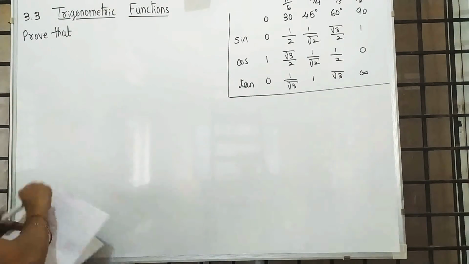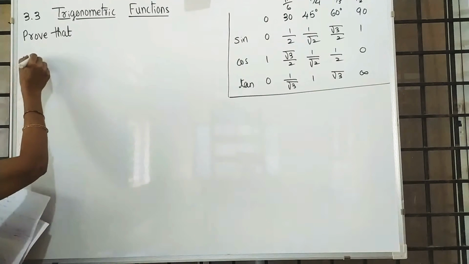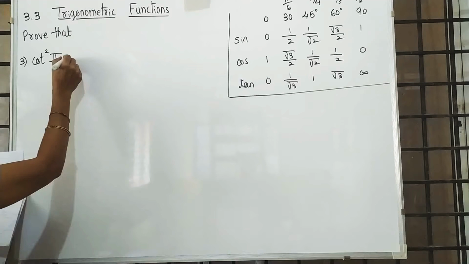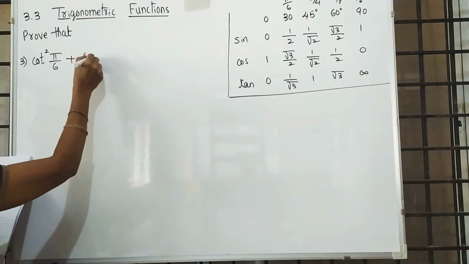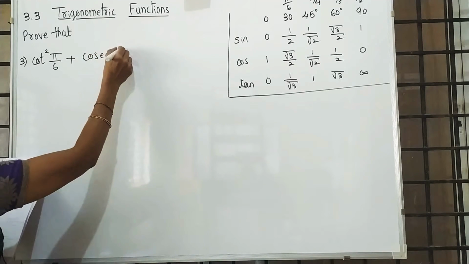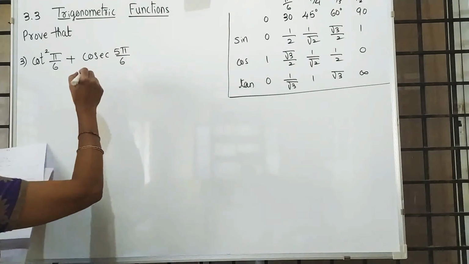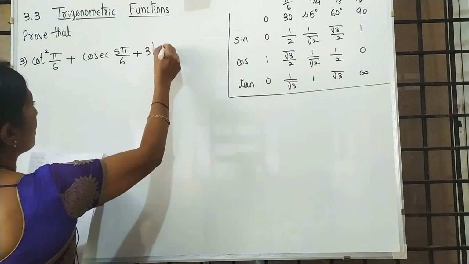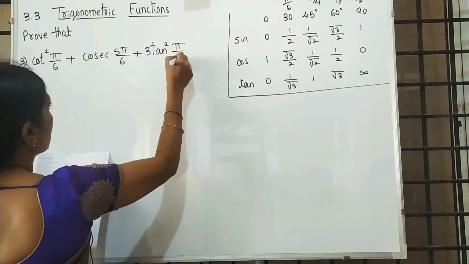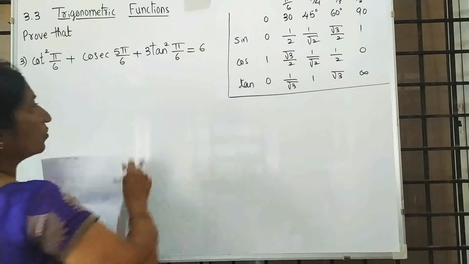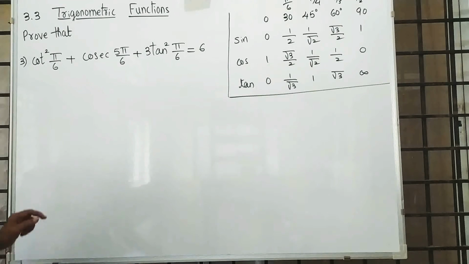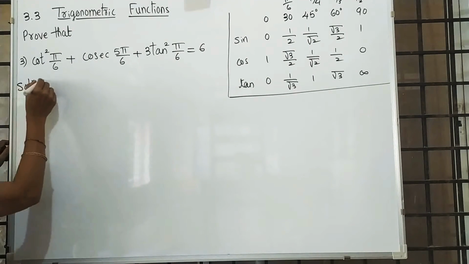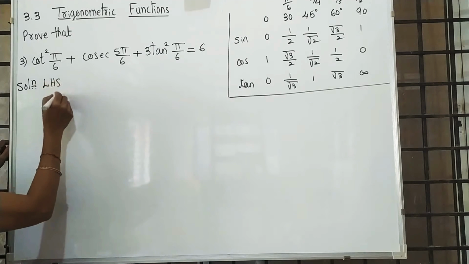Cot square pi by 6, prove that cot square pi by 6 plus cosecant 5 pi by 6 plus 3 tan square pi by 6 is equal to 6. So again write on the left side in the solution. First write on the left side.